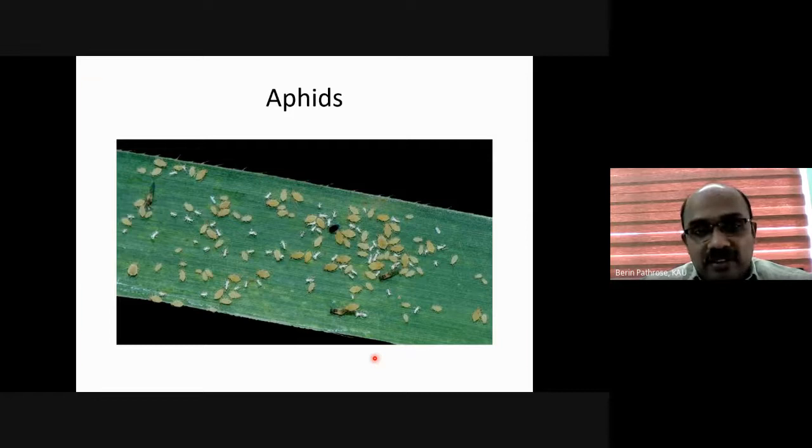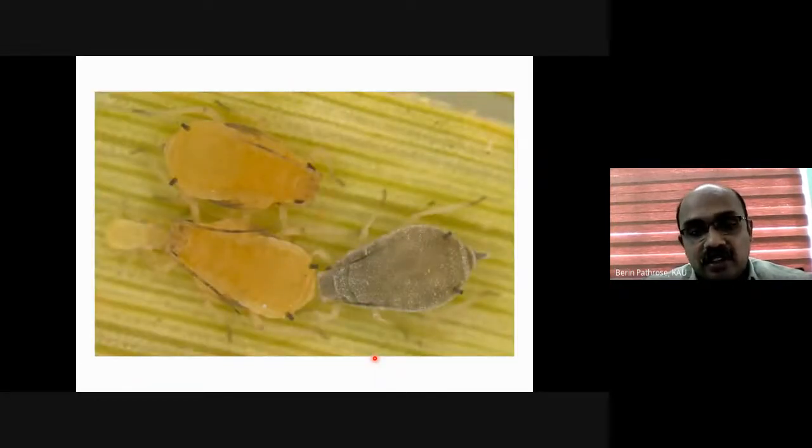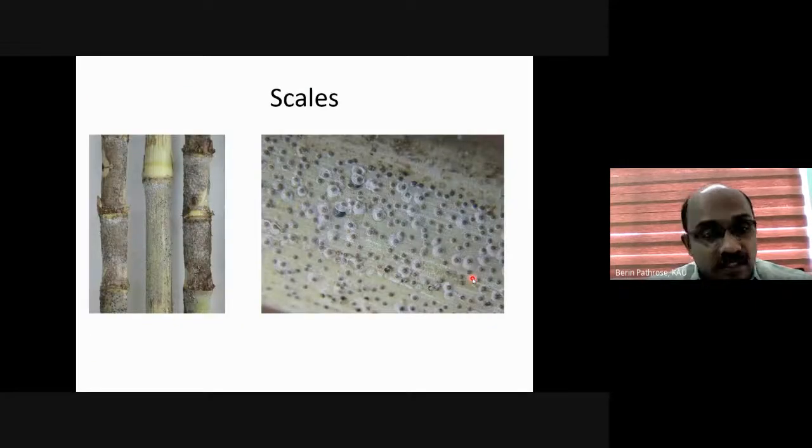These are aphids. I'm not going into detail because it's a minor pest. In aphids, you can see the cornicles. Scales, again, in some cases, scales are a serious pest in sugarcane. In some areas alone, not always. So with that, I have finished sugarcane.